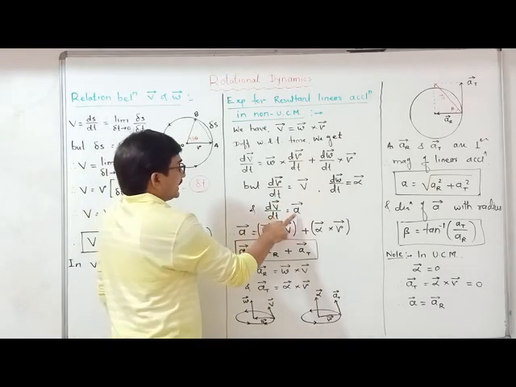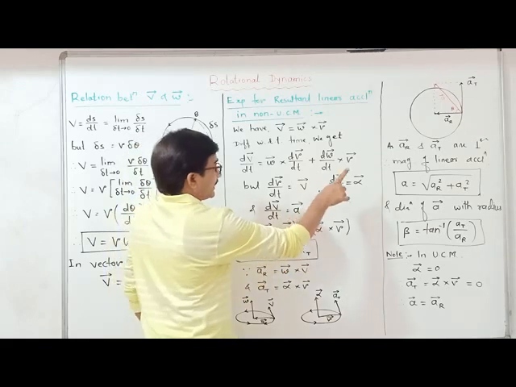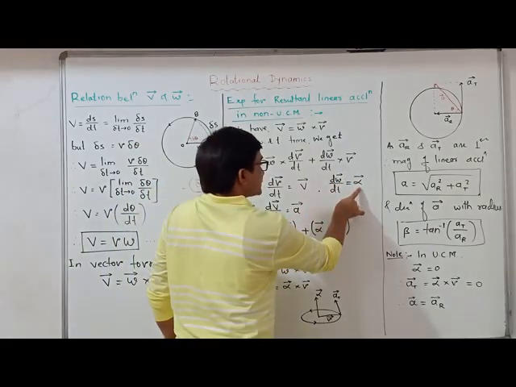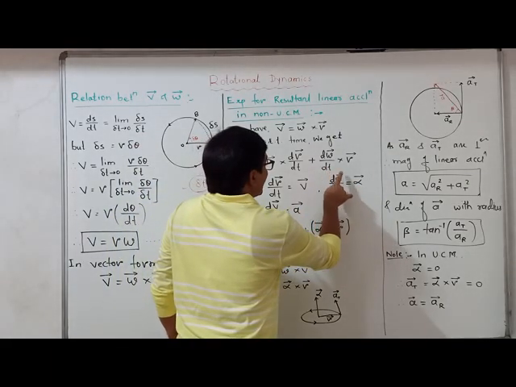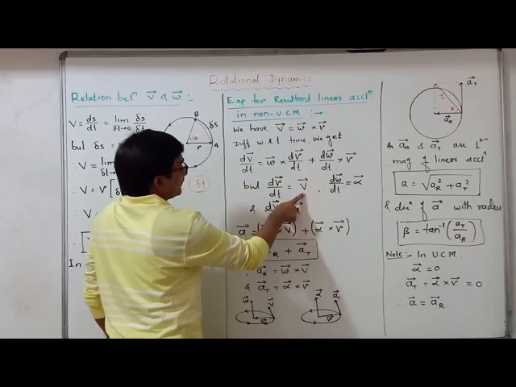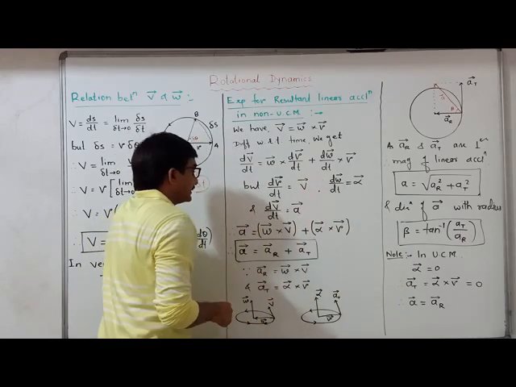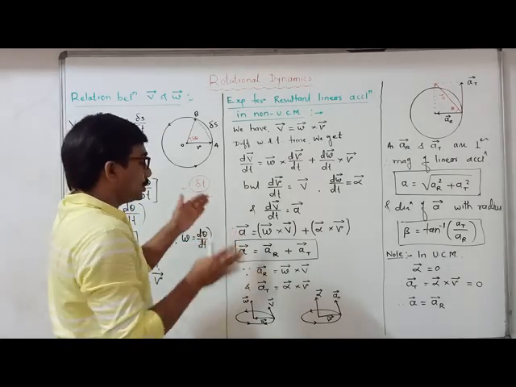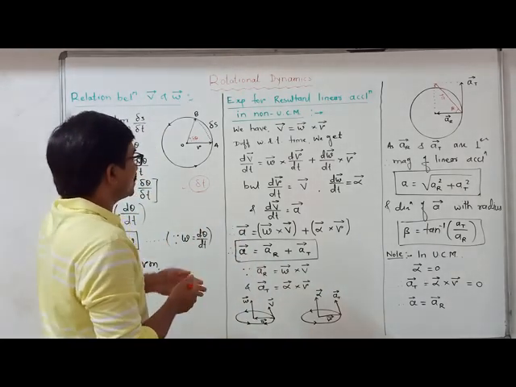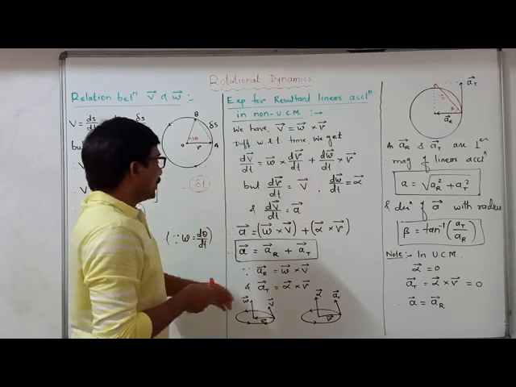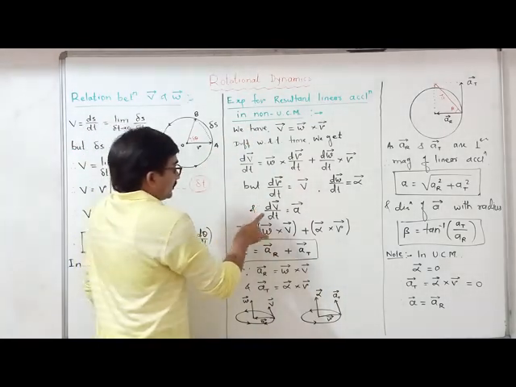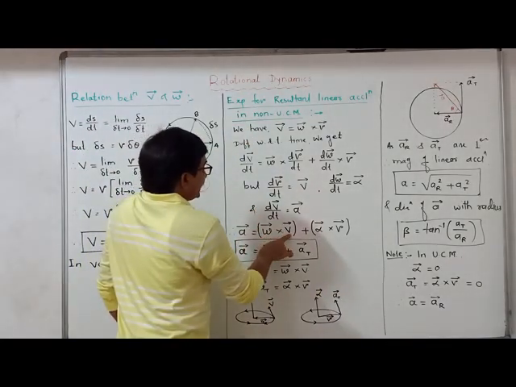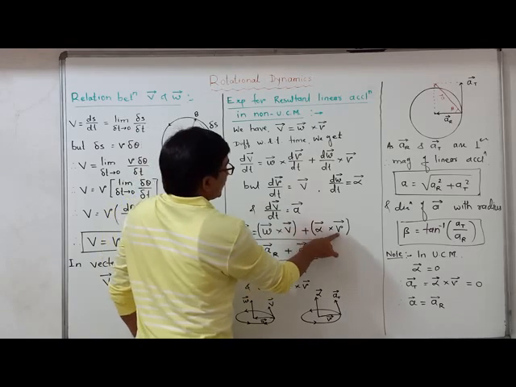So vector a is equal to dv divided by dt, vector alpha, that is angular acceleration, is equal to d omega divided by dt, and the linear velocity is dr divided by dt. By putting this value we get vector a, that is the total linear acceleration. Total linear acceleration in a non-UCM is vector omega cross vector v plus vector alpha cross vector r.